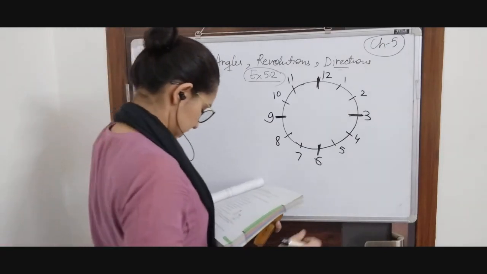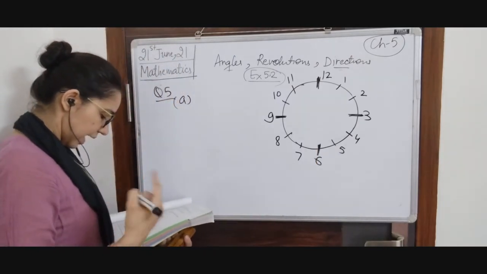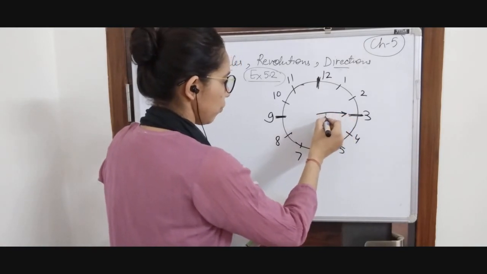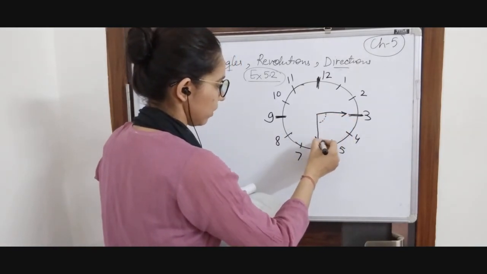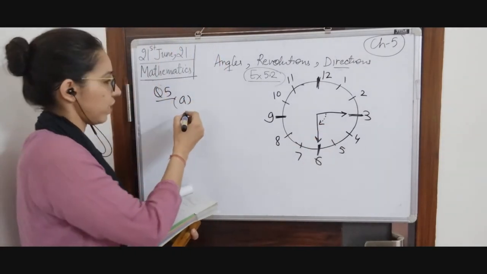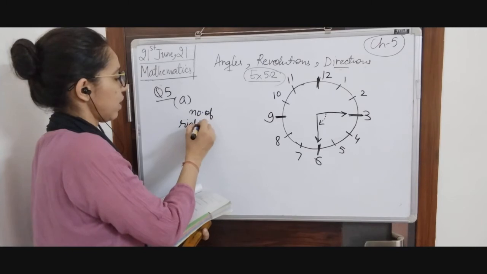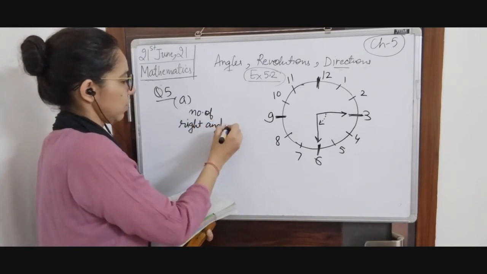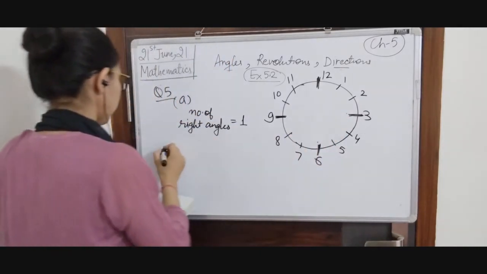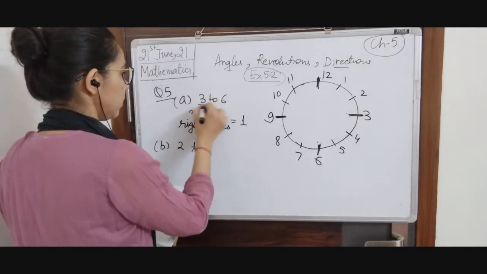3 to 6. The hand was here, then it moved in this direction, and now it is reaching 6. So how many right angles did it cover? The number of right angles is equal to 1. Now part B. Part B is 2 to 8. 3 to 6 we did. Now 2 to 8.